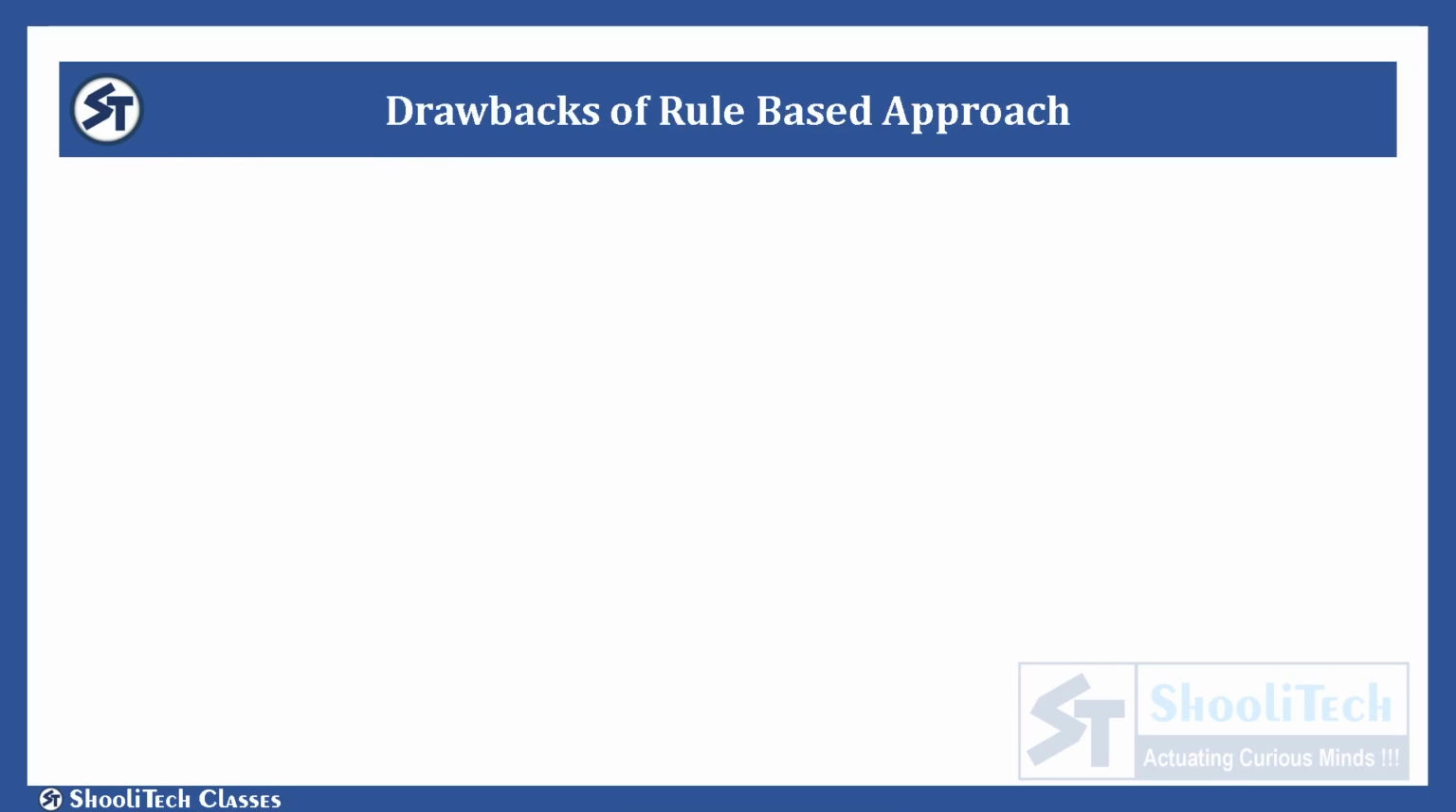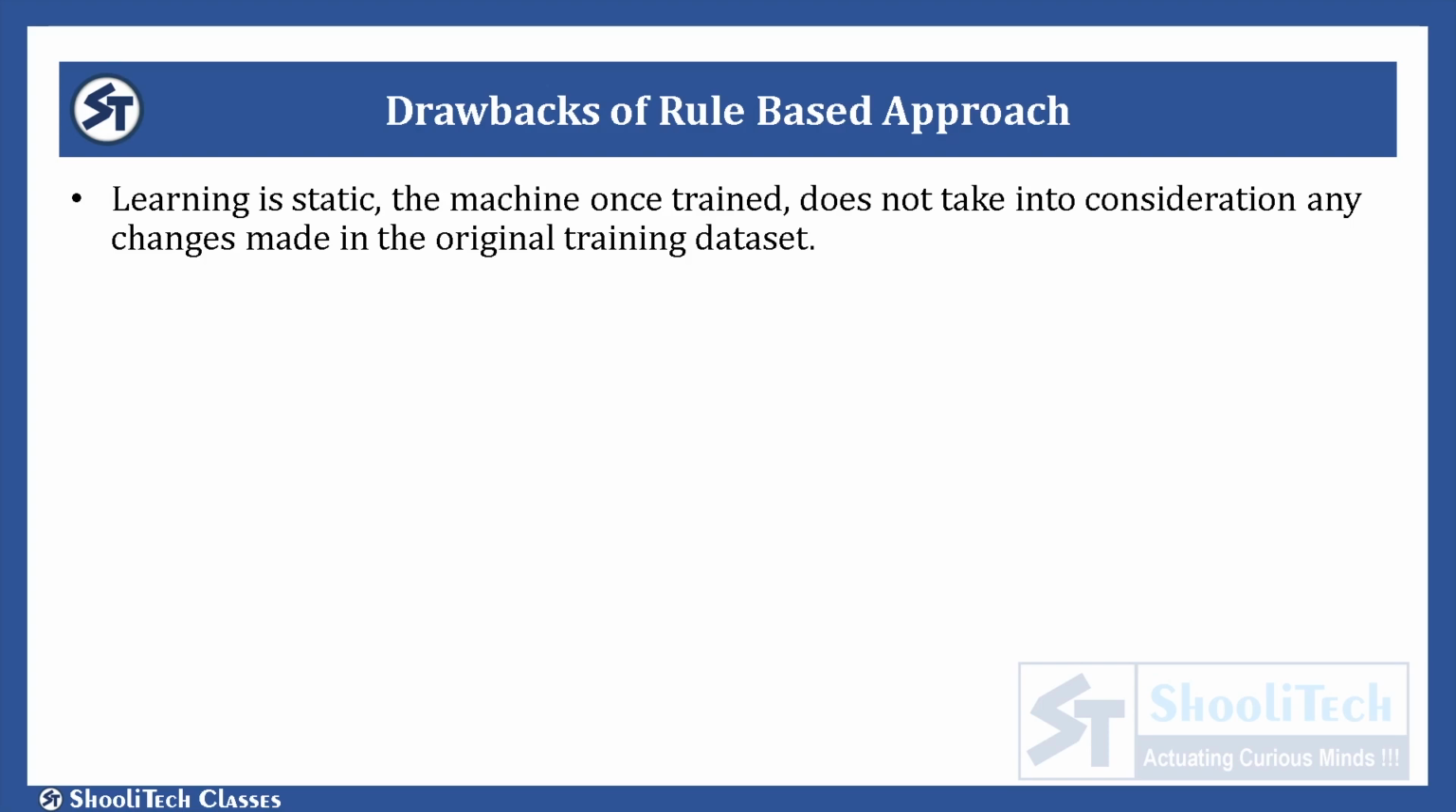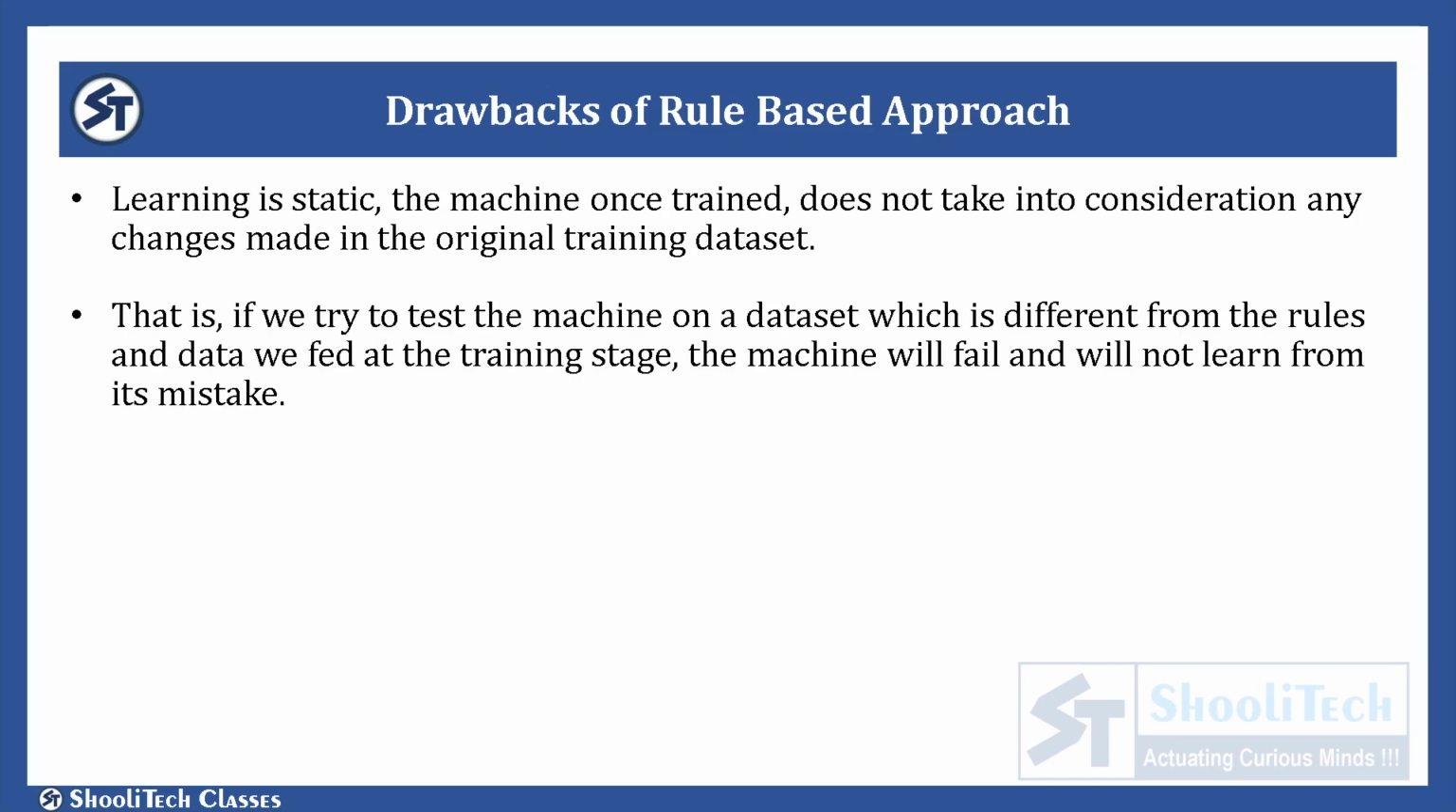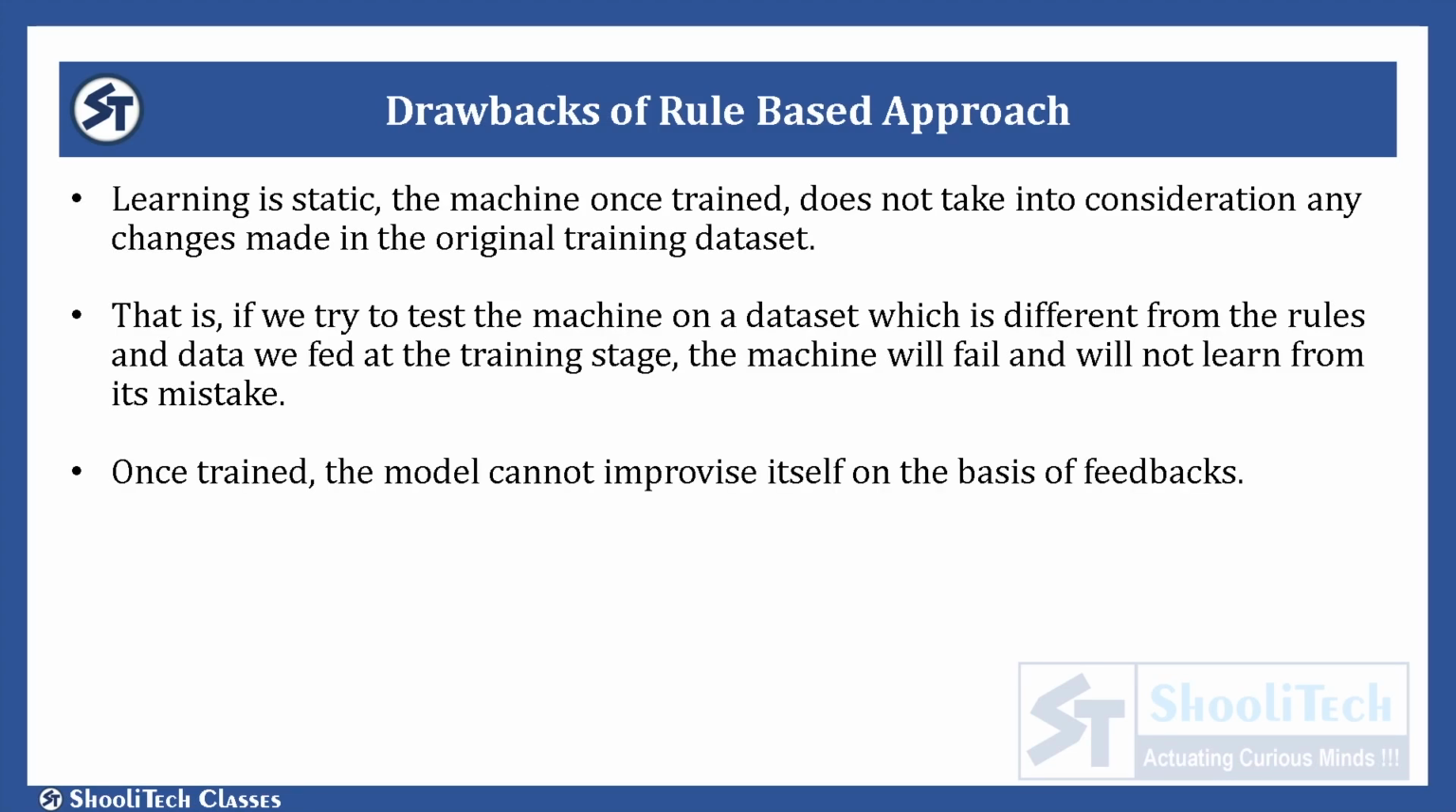But there are some drawbacks of the rule-based approach. Like in the rule-based approach, learning is static. The machine once trained does not take into consideration any changes made in the original dataset. That means if we try to test the machine on a dataset that is different from the data fed into the machine during the training stage, then the machine will fail to give an output and also it will not learn from its mistakes. It means that once the machine is trained with some data and some rules, then it will not be able to improve itself from any new data or on the basis of feedback.